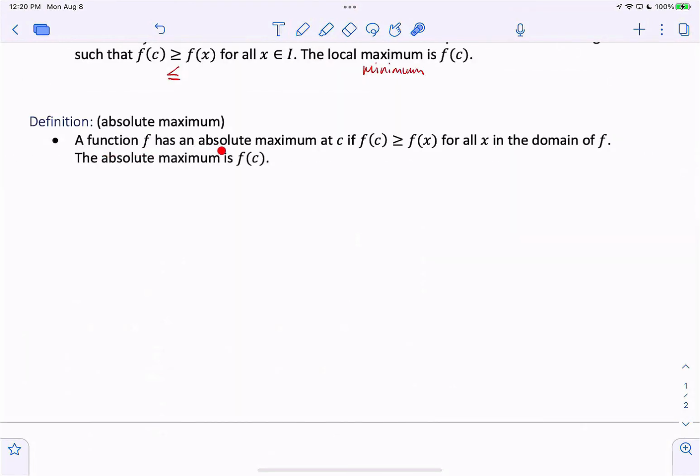A function has an absolute maximum at c if f of c is bigger than or equal to f of x for all x in the domain of f. And then the absolute maximum is the y value f of c. And again, we can say the same thing about minimum by reversing the inequality.